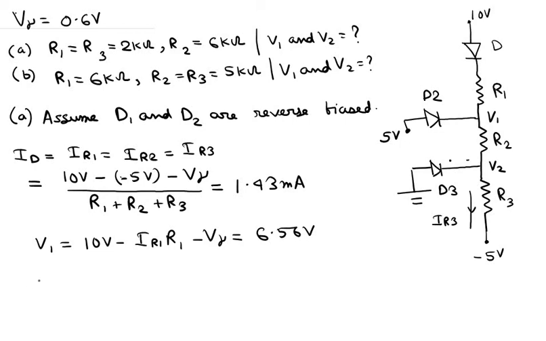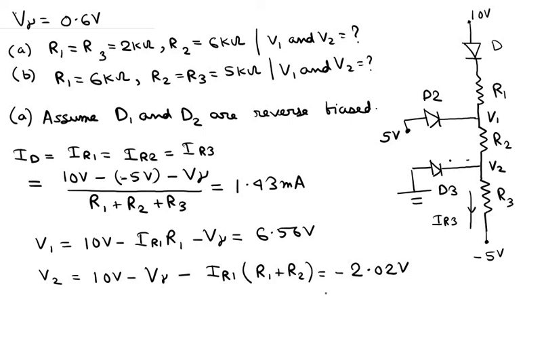Similarly, the voltage V2 is equal to 10 volts minus the voltage drop across the diode, which is V gamma, minus the voltage drop across the resistors R1 and R2. So IR1 is equal to IR2, and IR1 times R1 plus R2 gives me V2 equal to minus 2.02 volts.